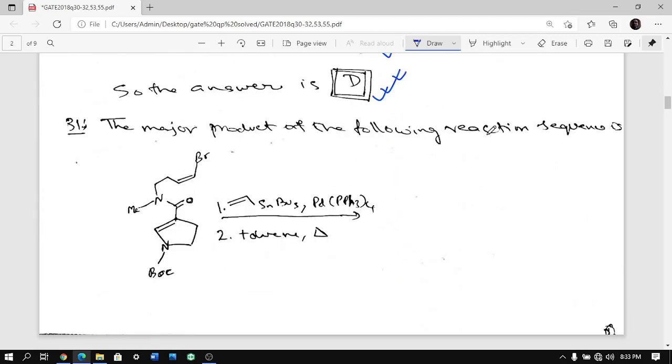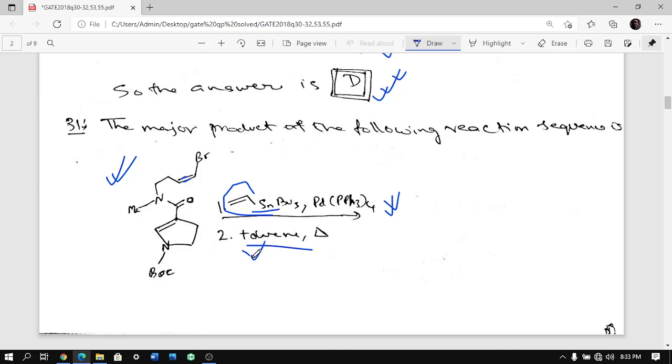Now the major product of the following reaction sequence. This one is there, you can see what this is. This is a vinyl halide. This is another, a vinyl tin, tributyl tin vinyl group here, in the presence of Pd(PPh3)4, and that is the first reaction which is happening, and the second reaction is just heating up in toluene.